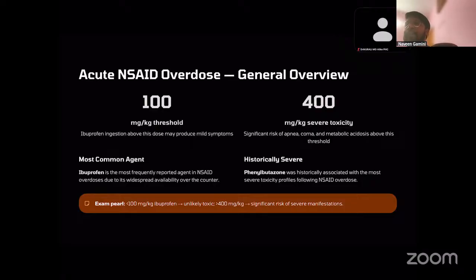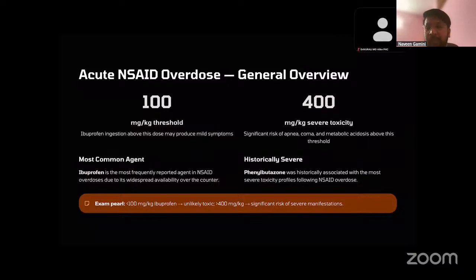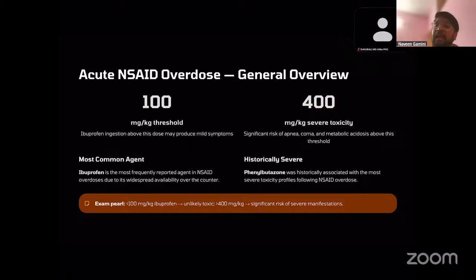What are the toxic symptoms? Apnea, coma, and metabolic acidosis will usually be seen. The most common agent of NSAID overdose is ibuprofen, because it's mostly available as an over-the-counter drug. You need to remember importantly for the exam, if it is less than 100 mg per kg, mostly it's unlikely toxic. But if the patient has consumed more than 400 mg per kg, then definitely you need to expect significant risk of severe manifestations.